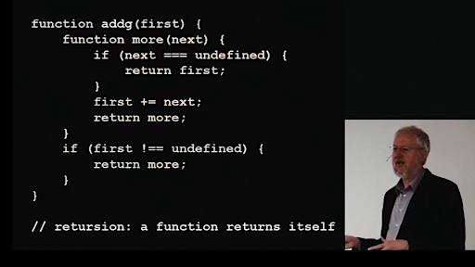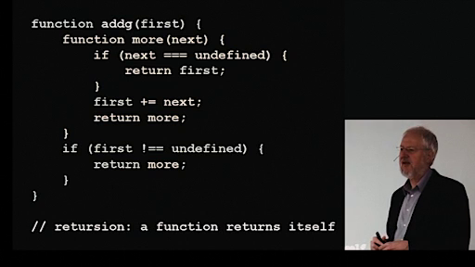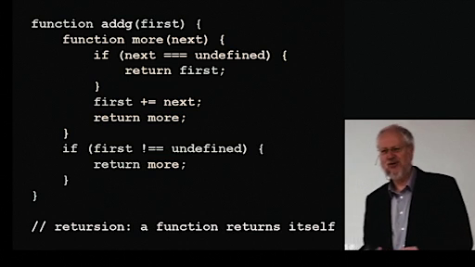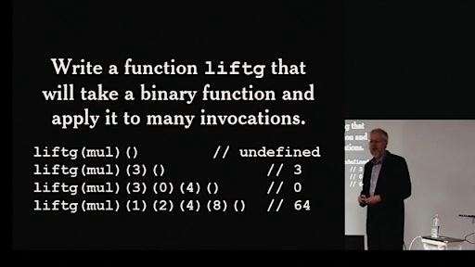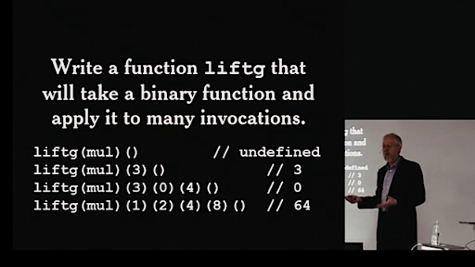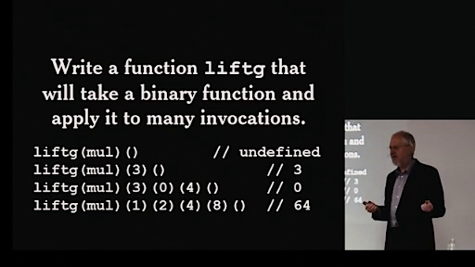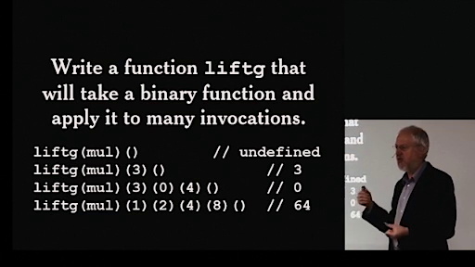While that's happening, can anyone guess the name of the next function that we should write? Add MG. Liftg. Yeah, very, very good. Liftg, of course. What else would you want to write next? Write a function liftg that will take a binary function and apply it to many invocations. So it's similar to what we've done before. If you pass the add function to liftg, it gives you the addg function. We could do the same thing with multiply and make the mulg function.